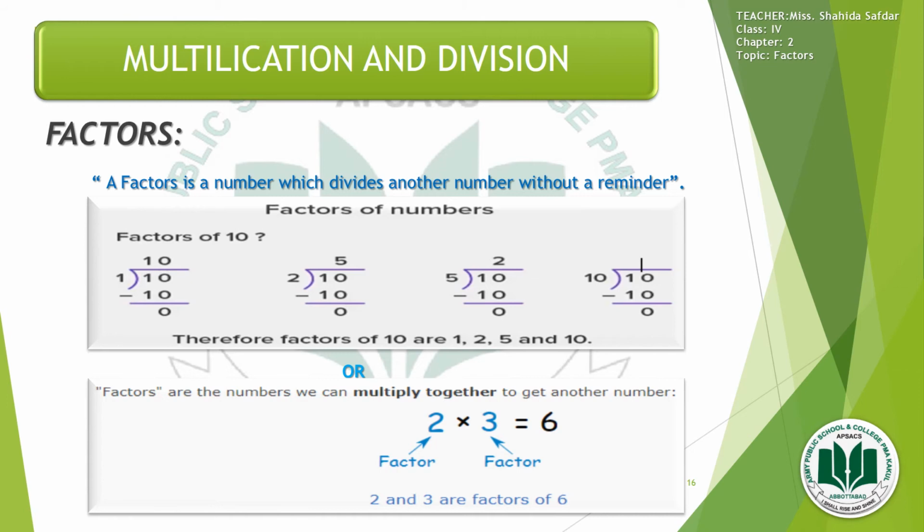Here is another definition of factors. Factors are the numbers we can multiply together to get another number. For example, 2 multiplied by 3 equals 6. So we can say the factors of 6 are 2 and 3.